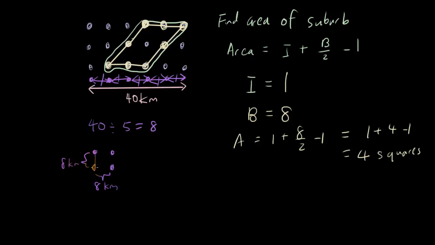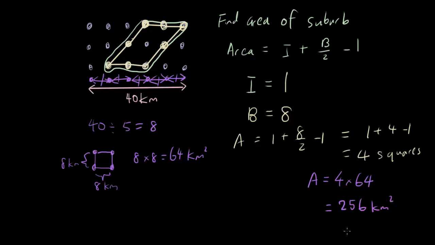So the area of 1 square is 8 times 8, which is 64 kilometers squared. So you're going to multiply 4 by 64 to get the area, which is 256 kilometers squared. That is the answer.